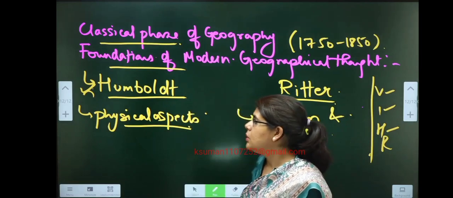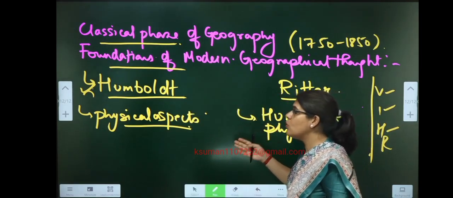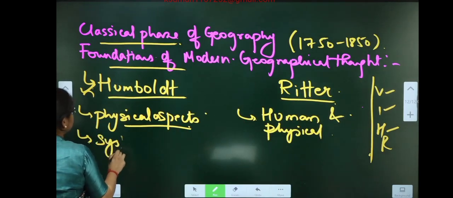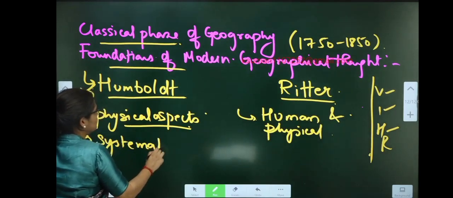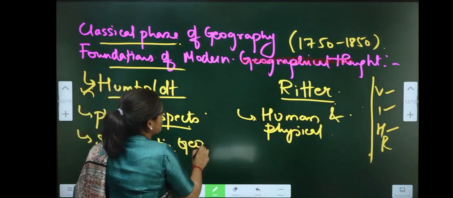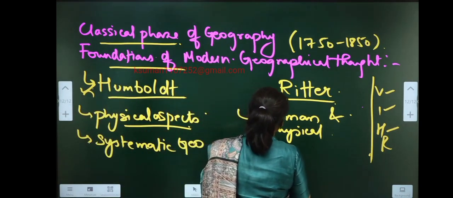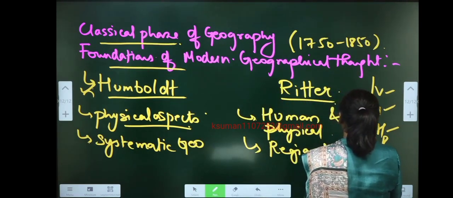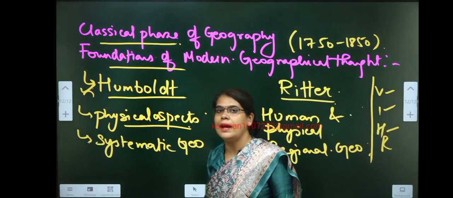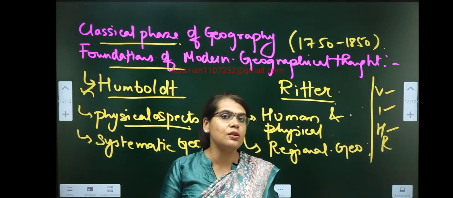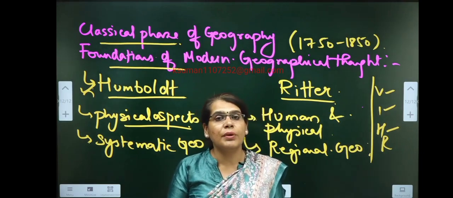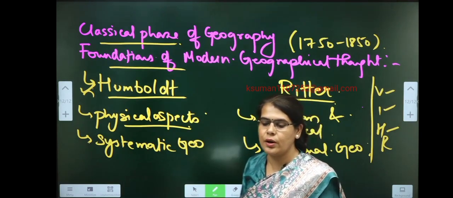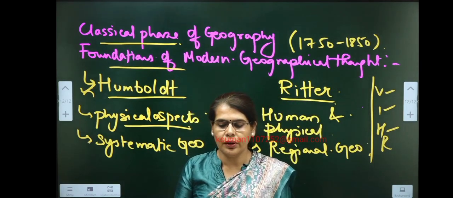Okay. His focus is more on systematic geography, whereas his is from regional geography. Okay, systematic and regional. There are still no dichotomies as such, but an inclination more towards systematic and more towards regional geography. I hope this is clear to you.